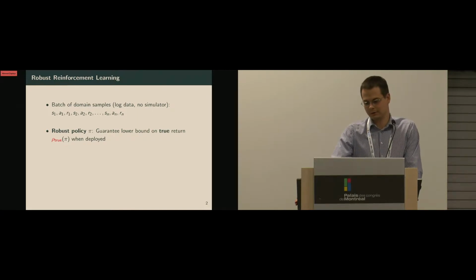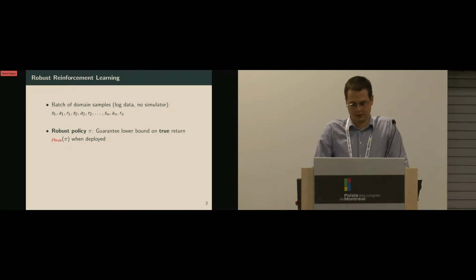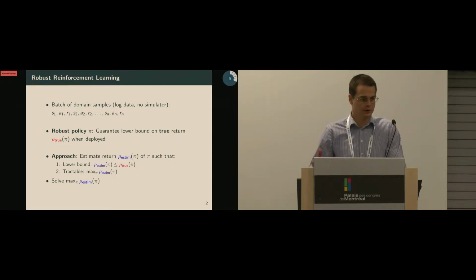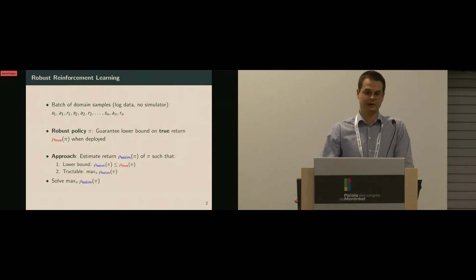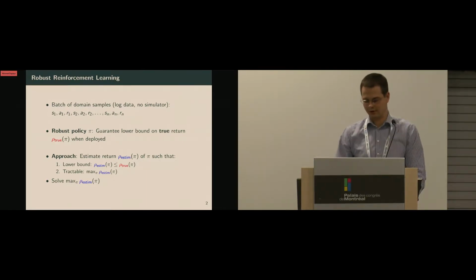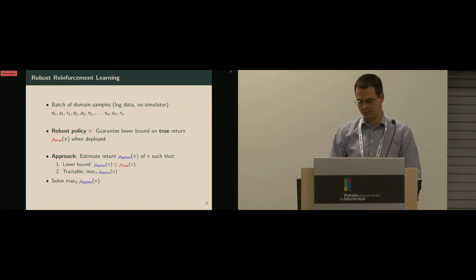What I mean by a robust policy is a policy for which we can guarantee a lower bound on the true return when the policy is deployed. This doesn't mean that we can always compute a good policy, but it means that we can detect that our policy is bad before we actually deploy it. We can tell from the data alone. The approach to computing this robust policy is simple. We use our data to estimate a return on the policy, and we want to do it in such a way that our estimate is a lower bound, a pessimistic estimate of the true return. At the same time, we want to make sure that the estimate is tractable, so that we can compute a policy which will maximize the estimate on the return. So we can simply solve the maximization problem.